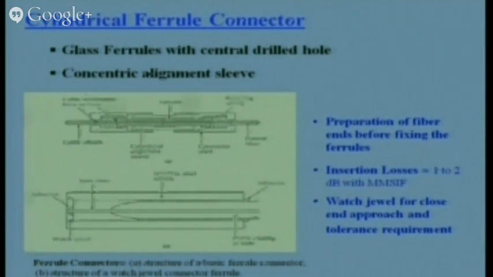So this is the bath joule for close approach and tolerance requirement. Even if the ferrules come near to each other, the fiber will not be damaged because there is a bath joule. So cylindrical ferrule, then this is a ceramic capillary.